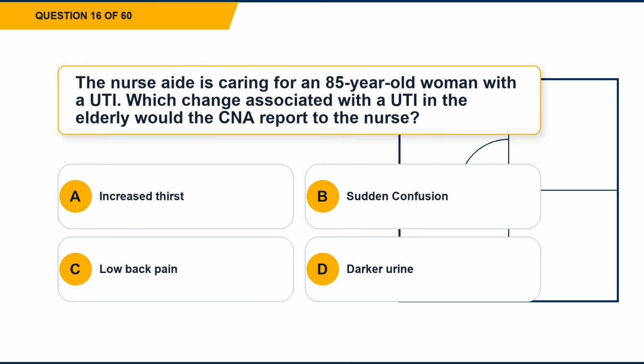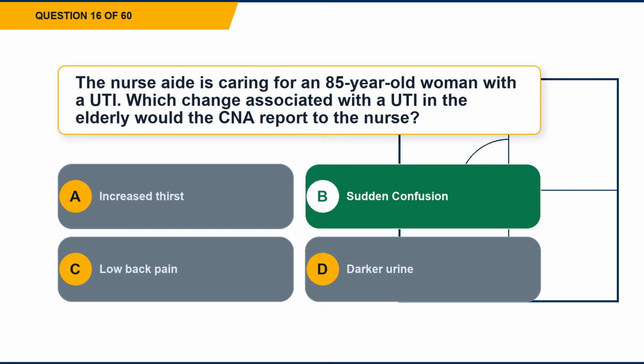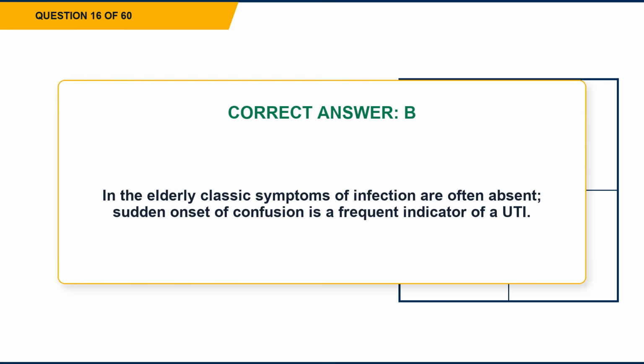Question 16. The nurse aide is caring for an 85-year-old woman with a UTI. Which change associated with a UTI in the elderly would the CNA report to the nurse? Option A. Increased thirst. Option B. Sudden confusion. Option C. Low back pain. Option D. Darker urine. The correct answer is option B. Sudden confusion. Explanation. In the elderly, classic symptoms of infection are often absent. Sudden onset of confusion is a frequent indicator of a UTI.